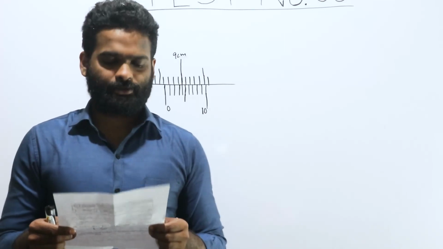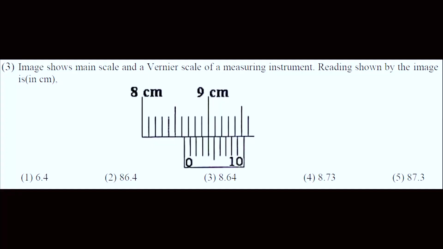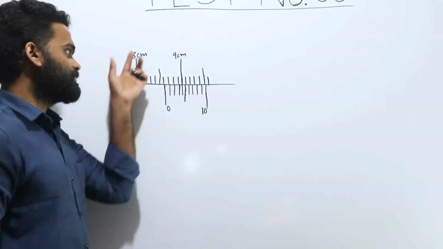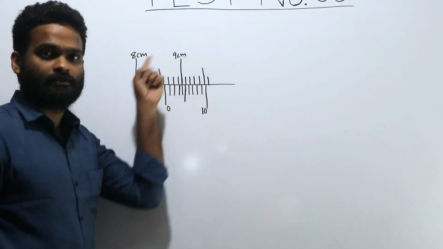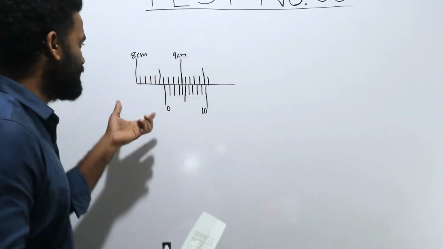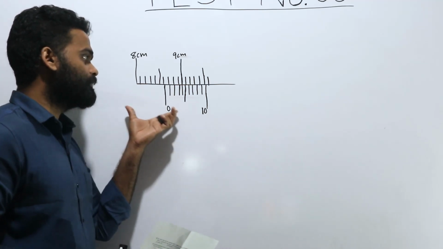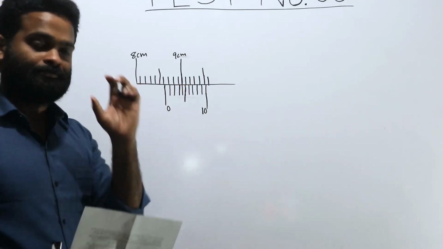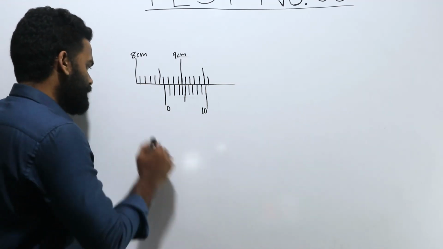Okay, the third question. The image shows the main scale and a Vernier scale of a measuring instrument. What is the reading shown by the image in centimeters? So this is part of the Vernier scale in the measuring instrument. What they ask is what should be the reading shown here. So get the reading.